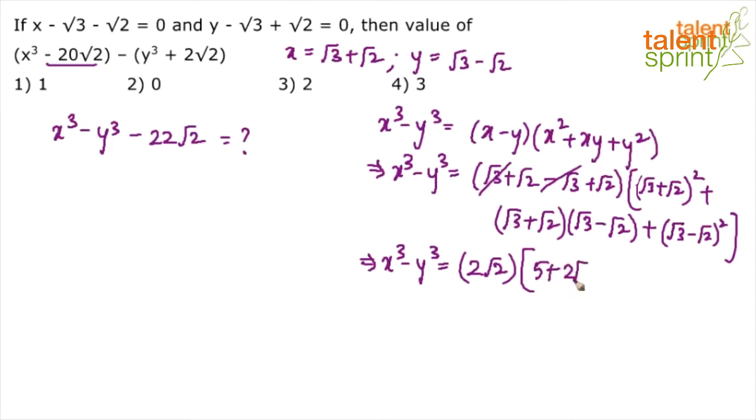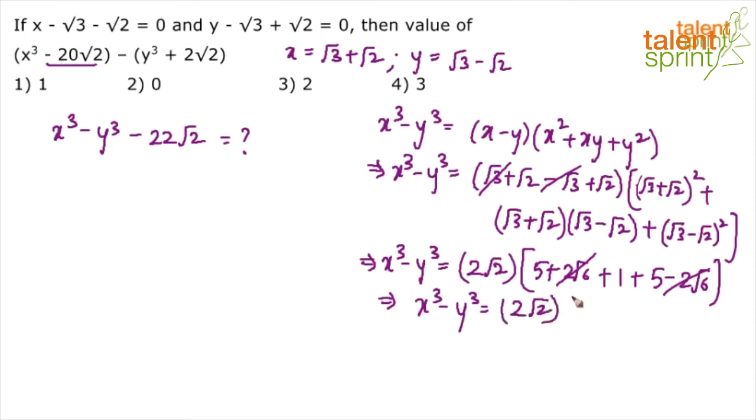5 plus 2 root 6 plus root 3 plus root 2 into root 3 minus root 2. So a plus b into a minus b is a square minus b square. That will result in 1 plus, how about this? 3 plus 2, 5 minus 2 root 6. Okay, so plus 2 root 6 minus 2 root 6 gets cancelled. We are left with what? X cube minus y cube equals 2 root 2 into, what do we have in the brackets? 5 plus 1 plus 5, 11, which is equal to 22 root 2.